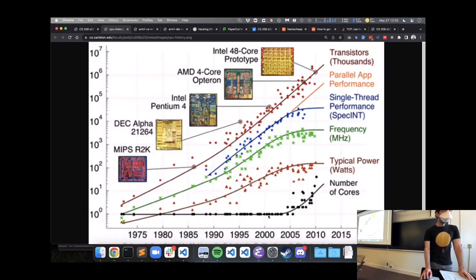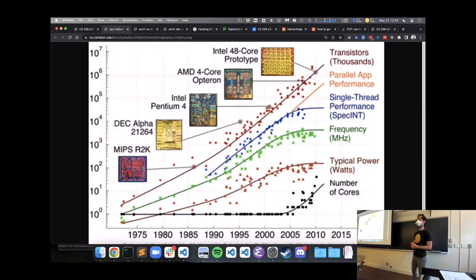And the main observation to take away from this chart is that from the 1970s up until the early 2000s, the story was pretty simple. More and more transistors were packed onto a chip. The speed of the individual CPUs just kept getting faster and faster. They consumed more and more power. And this resulted in an exponential increase in the performance of a single-threaded application. And this was really nice for software developers because it meant that every couple of years, the computers that you're designing software for got about twice as fast.